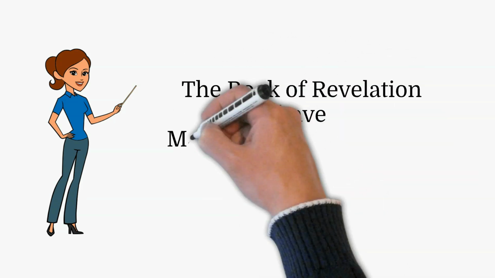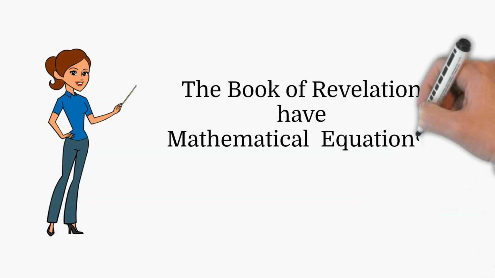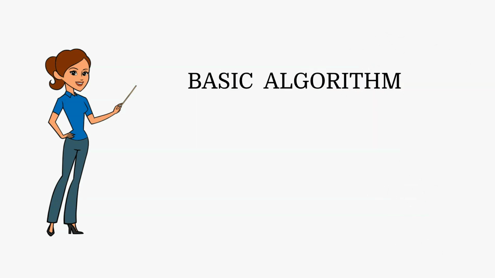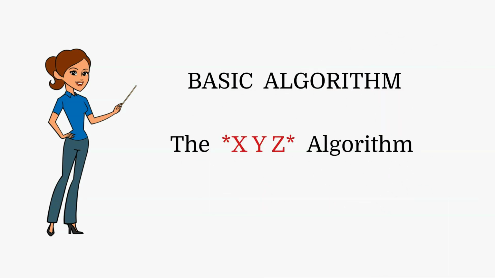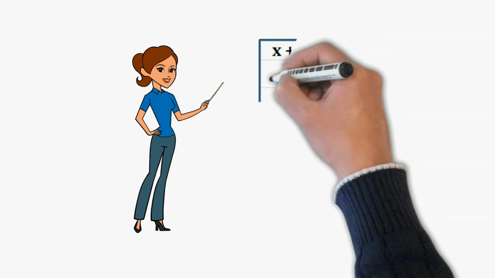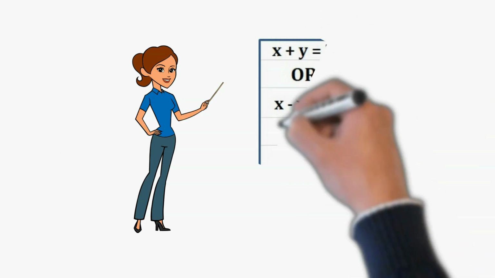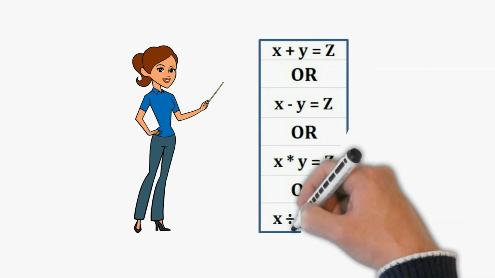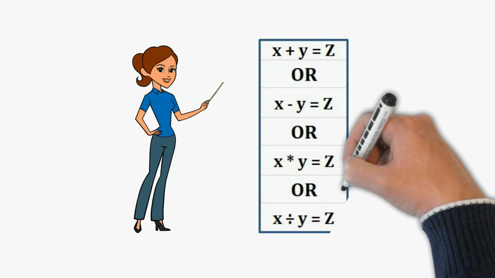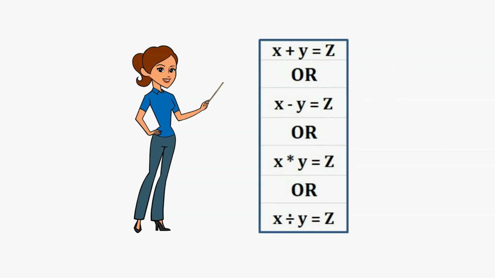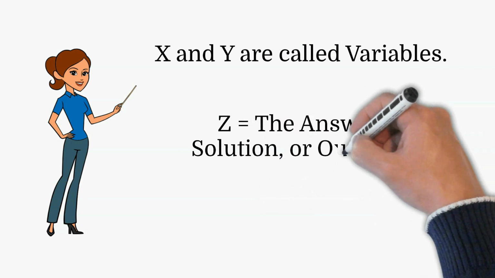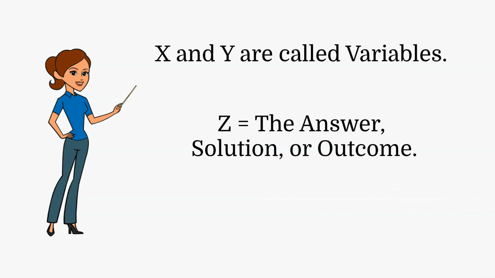In my 4-year study, in the last book of the Bible, I learned passages and scriptures contain mathematical equations. I use a basic algorithm, and it's very easy to use. This algorithm is the Xyz algorithm. Xyz can be written 4 different ways as an algebraic equation. X plus y equals z, or x minus y equals z, or x times y equals z, or x divided by y equals z. X and y are called variables, and z is the answer, solution, or outcome.